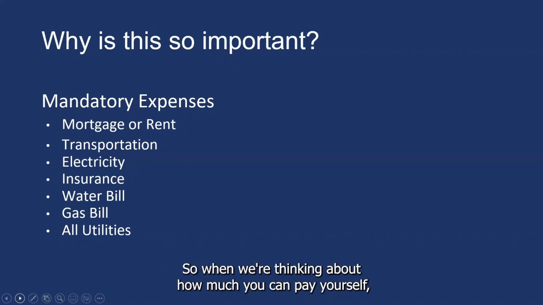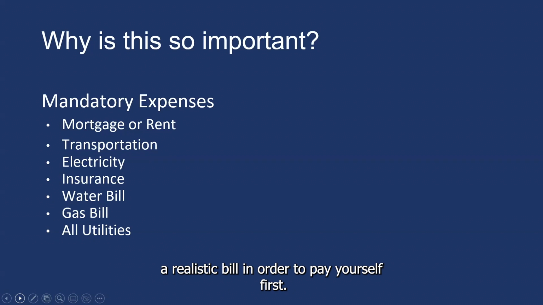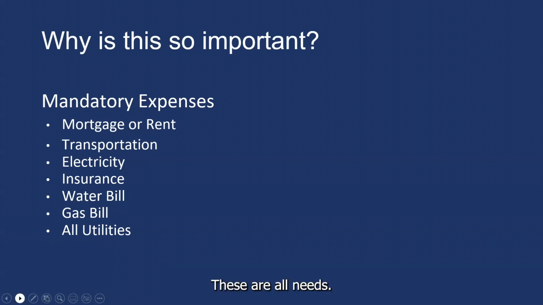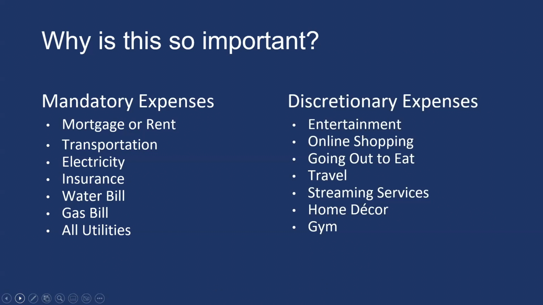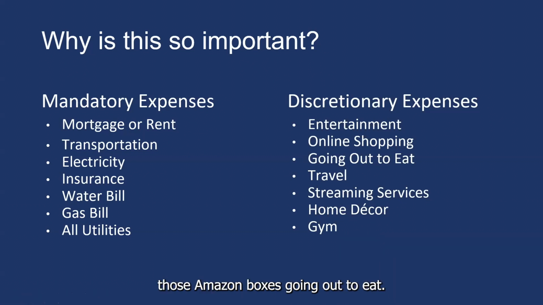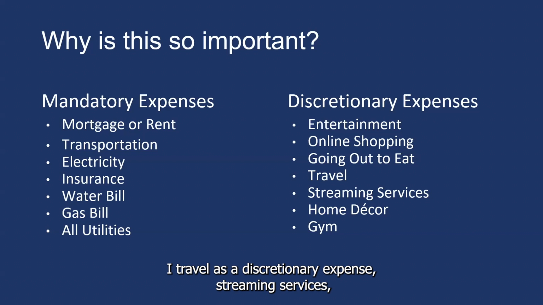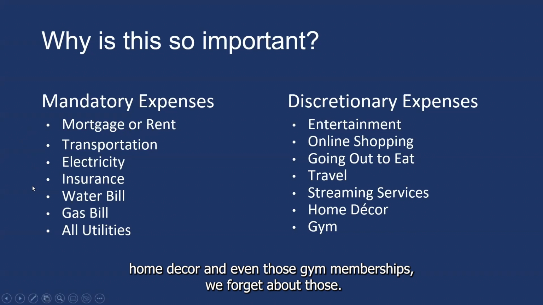So when we're thinking about how much you can pay yourself, write down your mandatory expenses first so that you can determine a realistic bill in order to pay yourself first. These are all needs. Then you have your discretionary expenses. That's going to be your entertainment, your online shopping, those Amazon boxes, going out to eat. That's obviously more expensive than making meals at home. Travel is a discretionary expense, streaming services, home decor, and even those gym memberships.